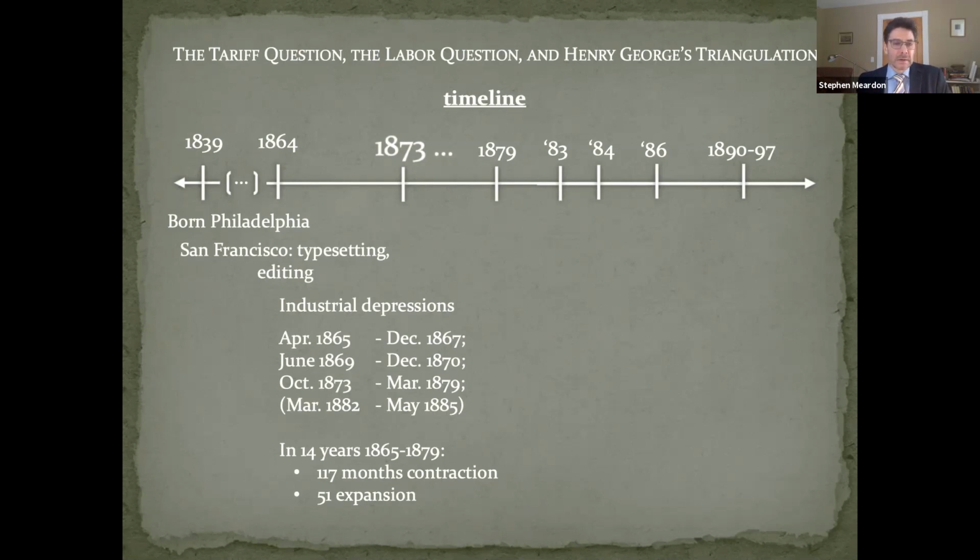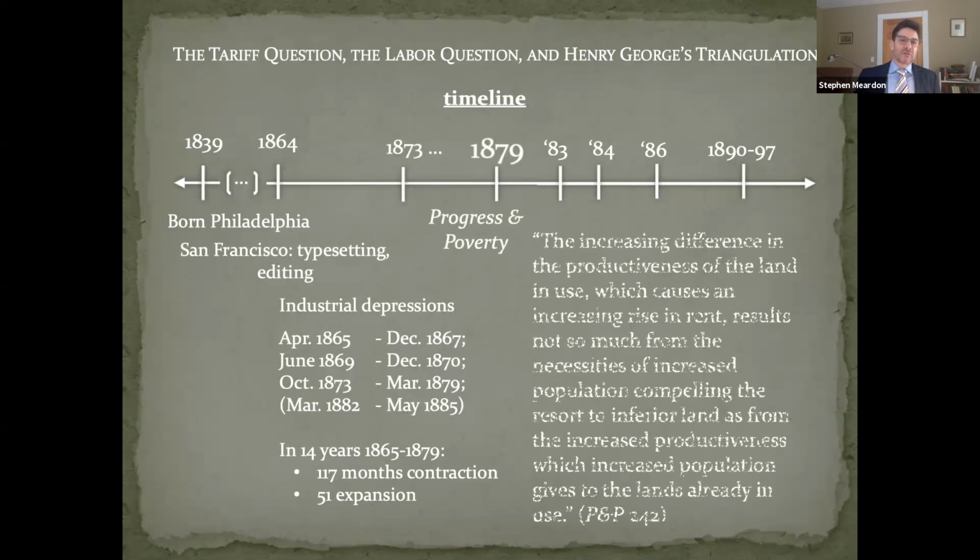This was a time from 1865 to 1885, just before the publication of Protection or Free Trade, of tremendous volatility. In all these 14 years, in fact, according to the NBER Business Cycles Dating Committee, there were 117 months of contraction. So what George finally did in 1879 was to try to rebuild political economy, reconstitute the whole science from sounder principles, and to diagnose the problem and to prescribe a solution.